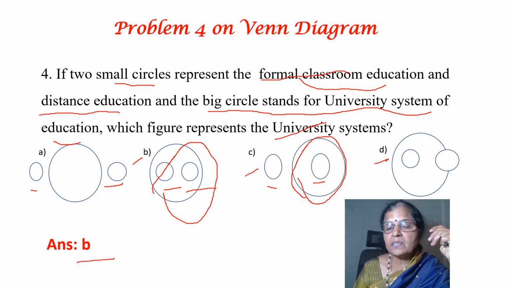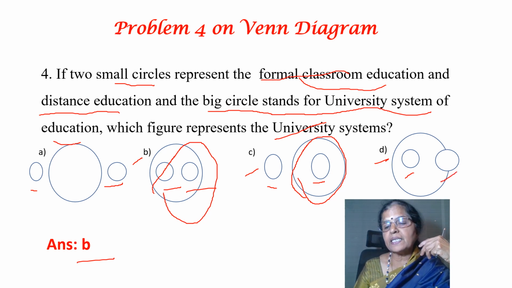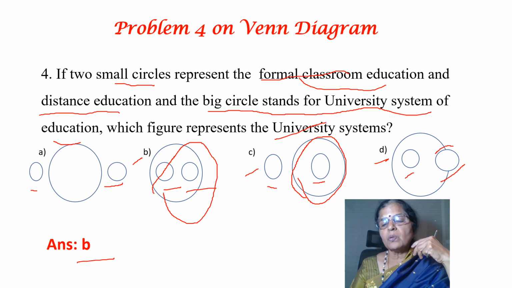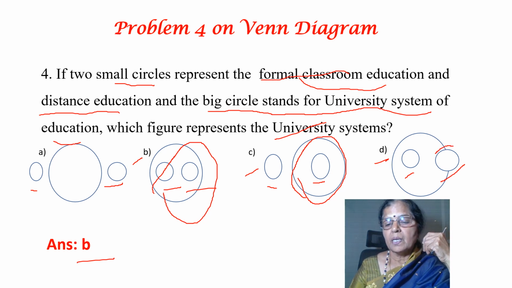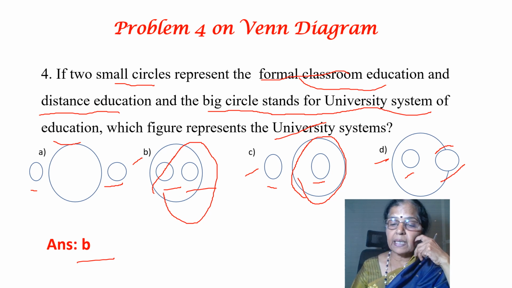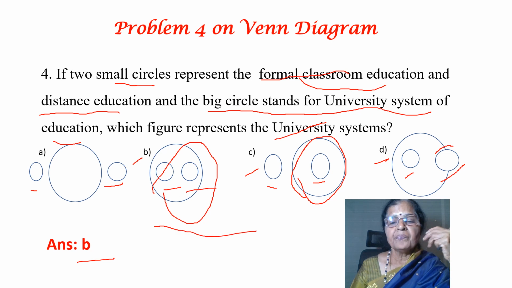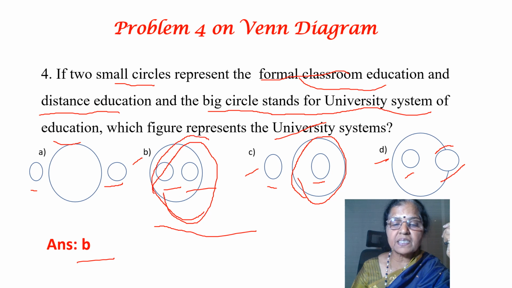And the D option has one big circle, which is the university system of education, containing the formal classroom education fully, and the distance education partially overlapping the university system, which is again not the case, because we know that in any system of education, both the formal classroom education and distance education all come within the larger system of university education. So B is the correct option.